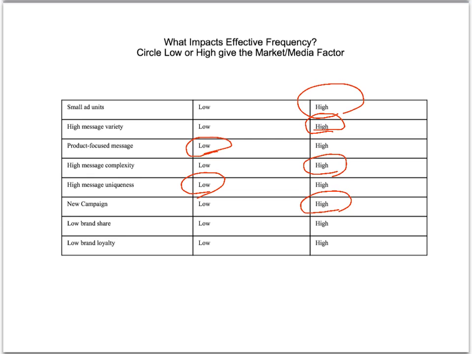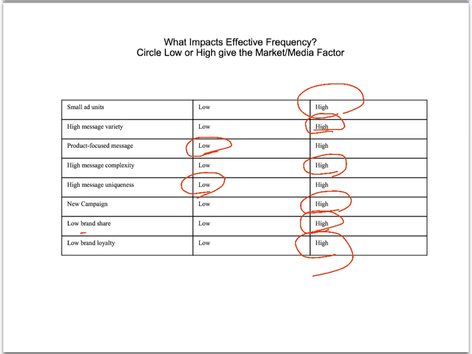It's a brand new message people haven't seen before. You're going to have to adjust upwards for that. And we've already talked about high brand share and high brand loyalty. On the other hand, low brand share and low brand loyalty, for obvious reasons, have a higher effective frequency adjustment.